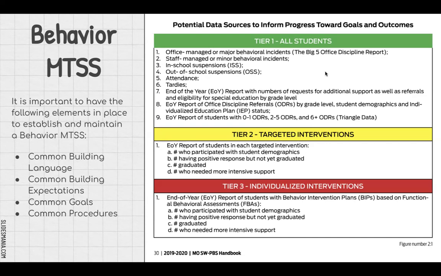When you're looking at tier 1, this is behavior that should be happening from all students. You can keep track of office managed behaviors. In Carthage, they keep track of their tiger traits is what they call it. It's responsible, respectful, honest, and safe. Keep track of if students are doing those skills or not.